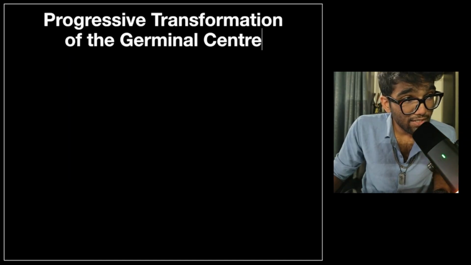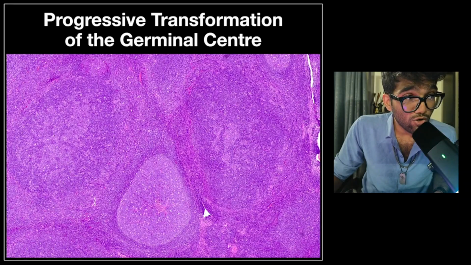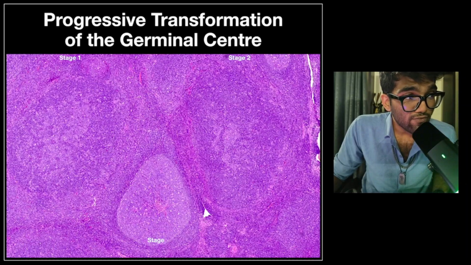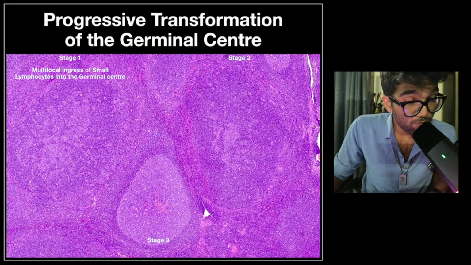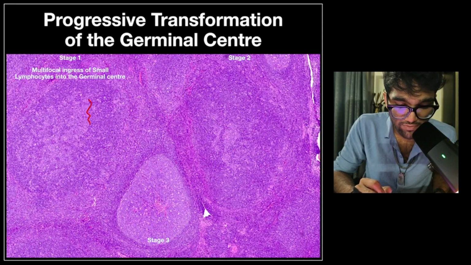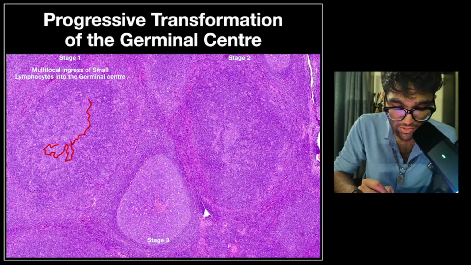Now, there is another entity called the progressive transformation of the germinal center. This is also a benign normal response to hyperplasia in a follicular pattern. There are three described stages, and they're quite intuitive, so we'll just get into it directly. Stage 1, 2, and 3, as I've labeled in the diagram. Stage 1 consists of multifocal ingress of small lymphocytes into the germinal center. As you can see here, these mantle zone cells, which are so dark blue in color, seem to be trying to enter into the germinal center.